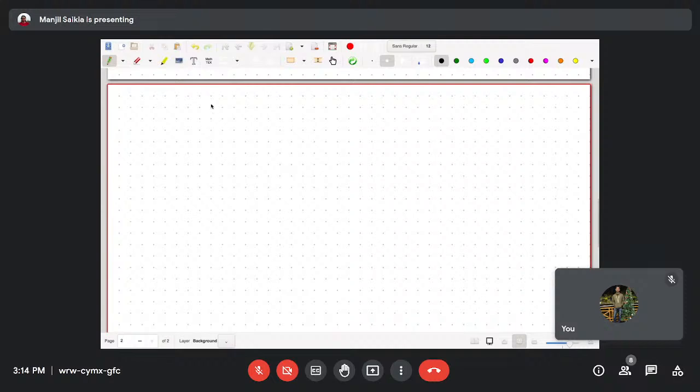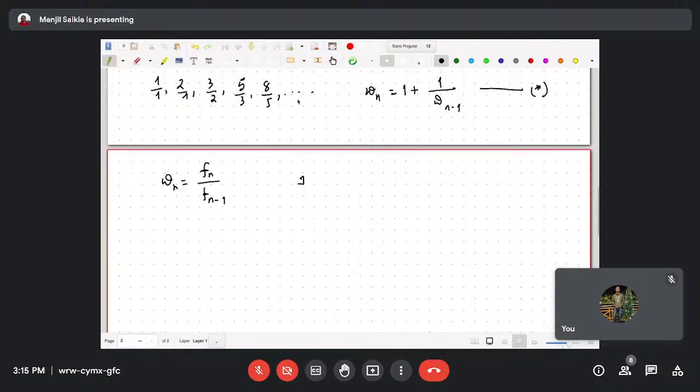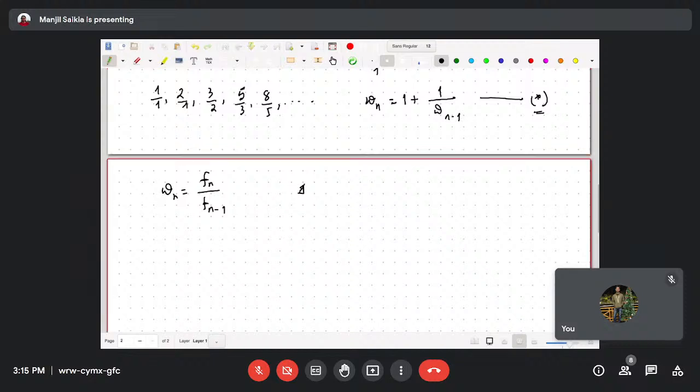Anyway, I have these convergents, and I already told you that these can be written as the ratios of two Fibonacci numbers. So if you assume that your nth convergent looks like f_n divided by f_(n-1), then using the previous recursion, this equation star, you can actually get to the Fibonacci recurrence. Let's see how this happens. If I use star here, then I'll have f_(n-2) divided by f_(n-1), and this will just give me f_n equal to f_(n-1) plus f_(n-2). Okay, so this is just the Fibonacci recurrence.